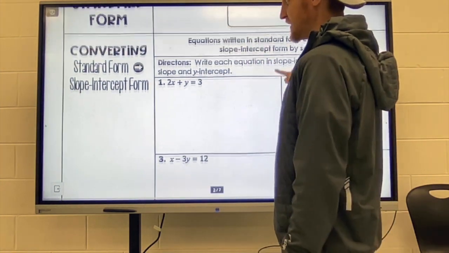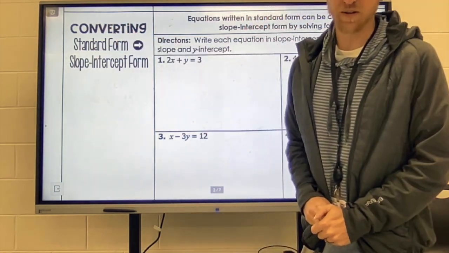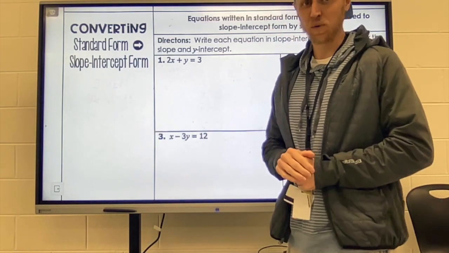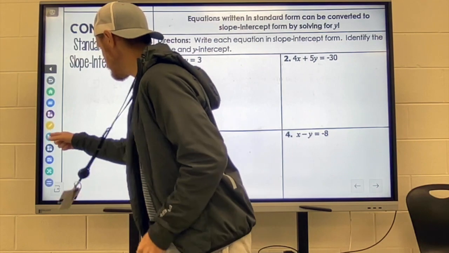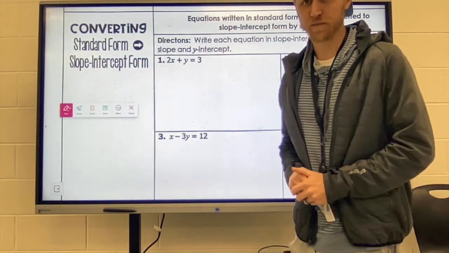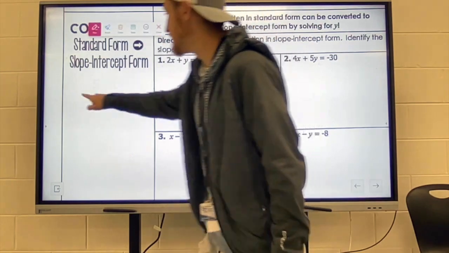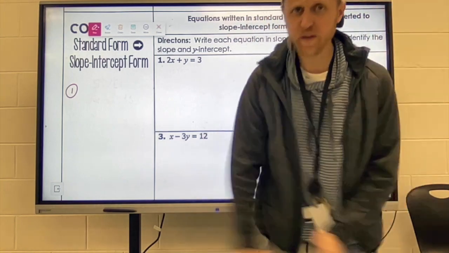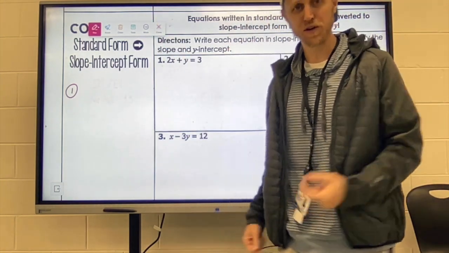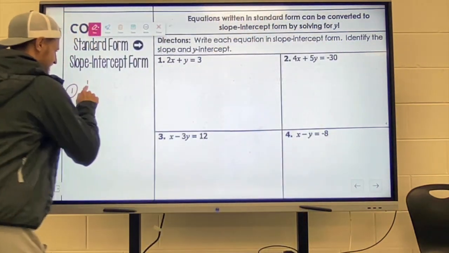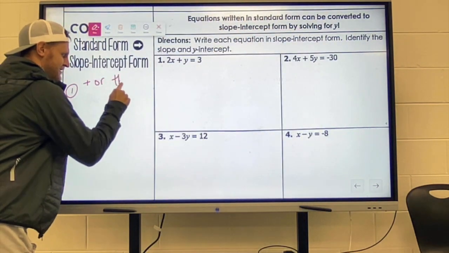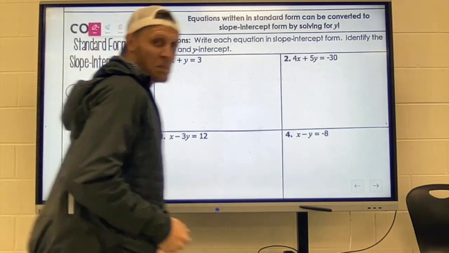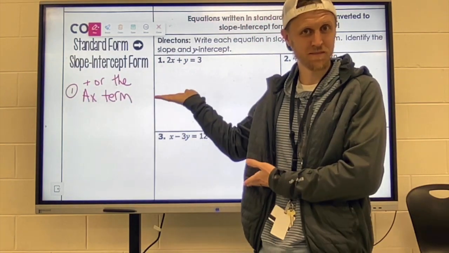So let's look over here on the edge where it says converting standard form to slope-intercept form, and let's write down the 2 easy steps that we're going to use to solve our problem. The first thing that we're going to be doing here is getting our marker so that I can write things on the board. Once I do that, we're going to write down step 1 is to add or subtract the AX term to move it to the other side. Let's just write that down first, and then I'll show you an example. Go ahead and write that down now.